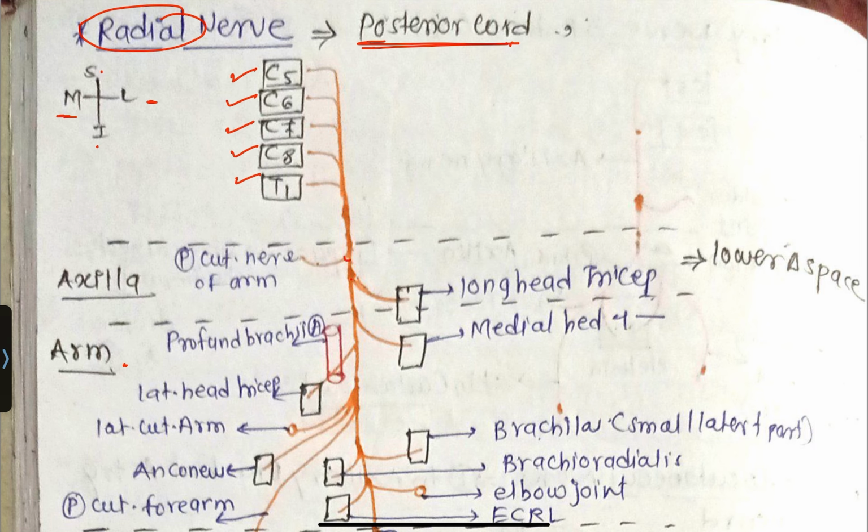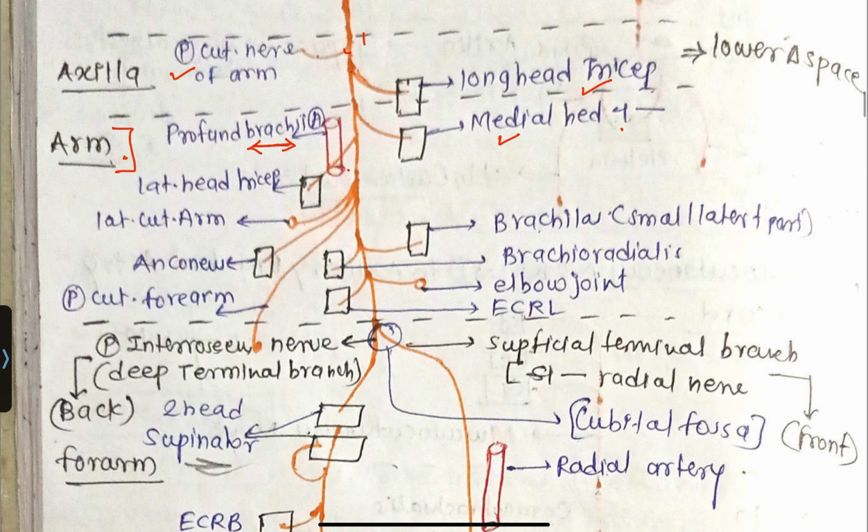Okay, so in the axilla, this radial nerve gives one branch to the posterior cutaneous nerve of the arm, then another branch to the long head of the triceps. Then it comes in the axilla and it will be lateral to the profunda brachii artery, and here it will give one branch to the medial head of the triceps. Then it continues and gives one branch to the lateral head of the triceps. So till now we have seen all three heads of the triceps are supplied by the radial nerve: the lateral head, long head and the medial head.